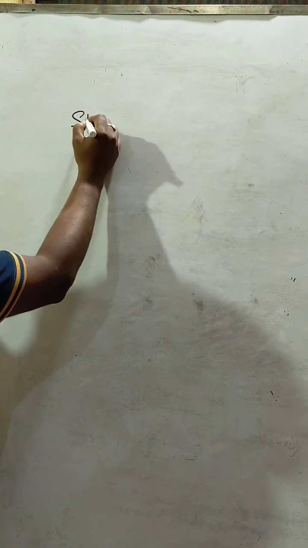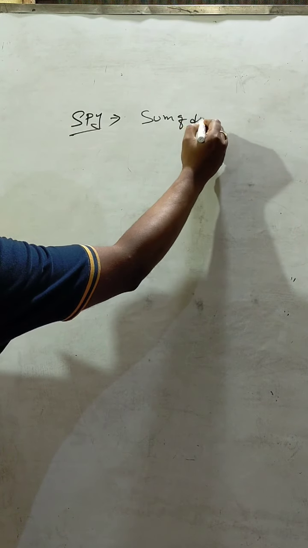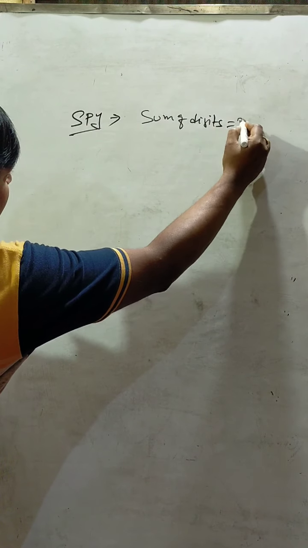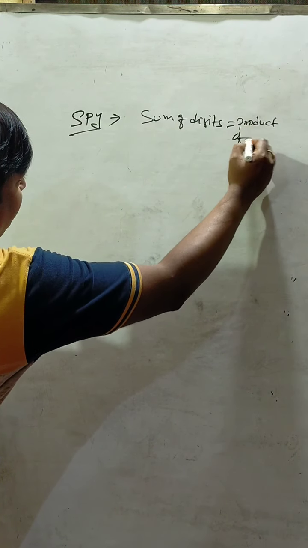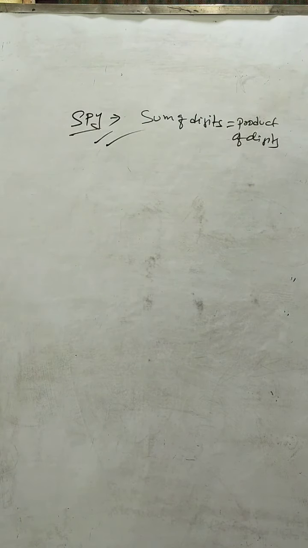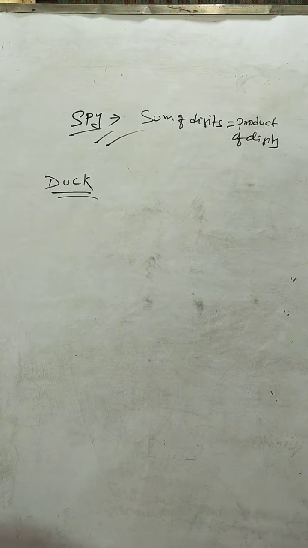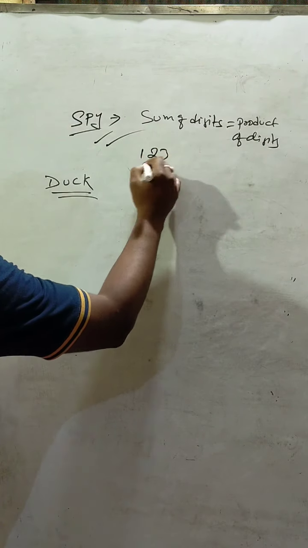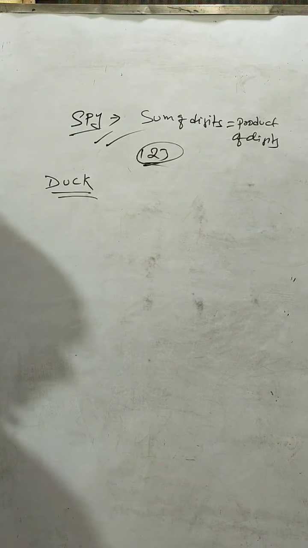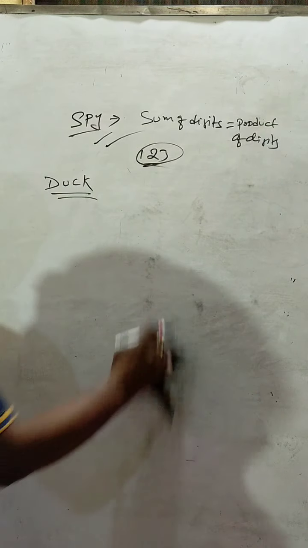SPI number. If the sum of digits and product of digits of a number are equal, it is called a SPI number. Means the sum of digits should be equal to the product of digits. If this condition is fulfilled, this number is called SPI number. An example is 123. But this is a 4-digit SPI number, I think. Yes, it is a 4-digit SPI number. So you check some other numbers.